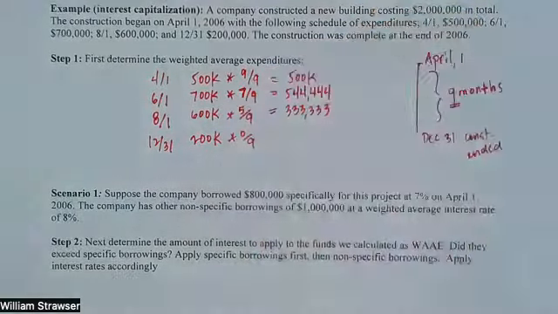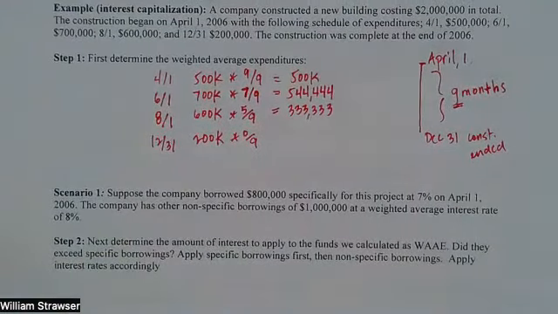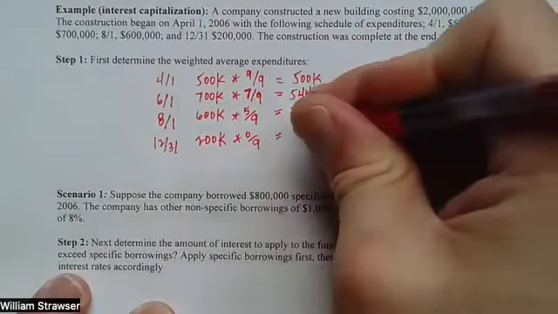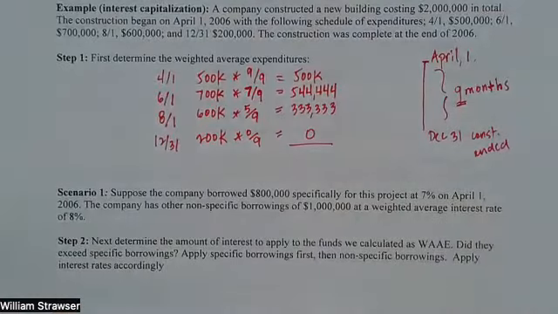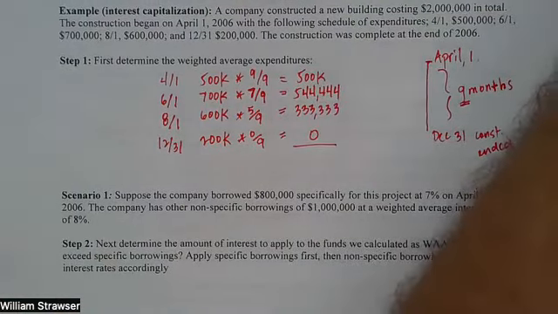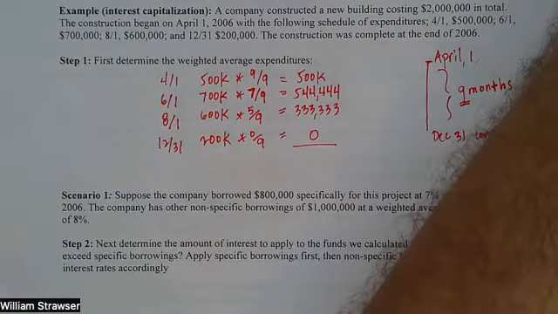So it's 0.9. If it was spent on December 1st, it would get 1/9. But it wasn't, so it gets no weighting in our average expenditures. We add these up then in order to get the total weighted average expenditures for the construction period.